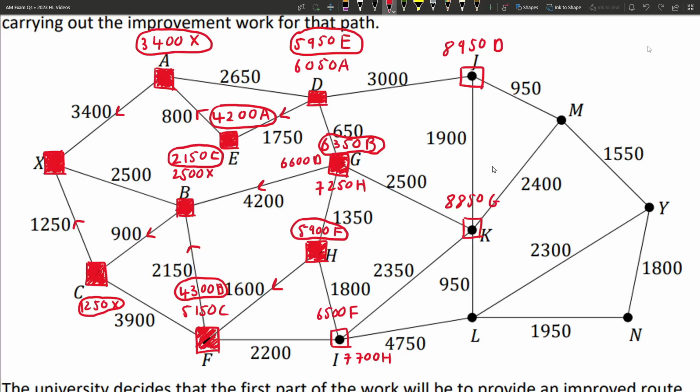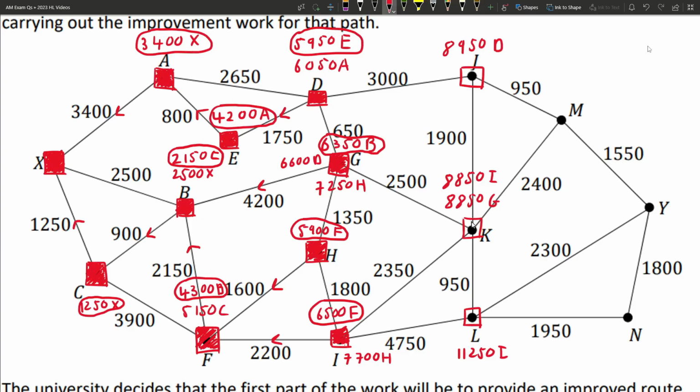Now we look at all of these values and we see which one's the smallest. Well, it's I. So we color it in, and we're going to F. So we draw an arrow there, circle the F to show that we're using the F. This is going to go to L and K. So to go to L, we have 6,500 plus 4,750, which is 11,250, and that's going through I. And to go to K, we have 6,500 plus 2,350, which is 8,850, and that's going through I.